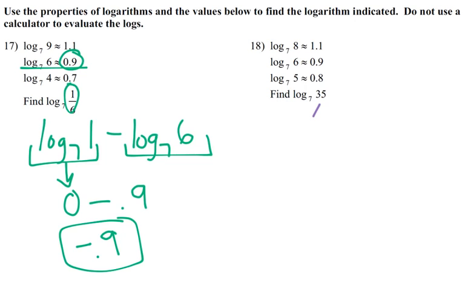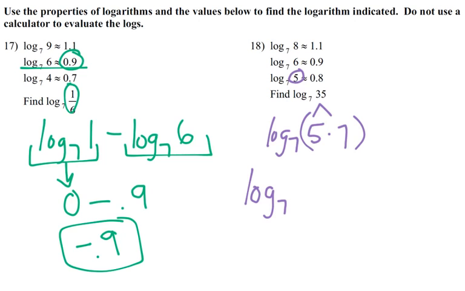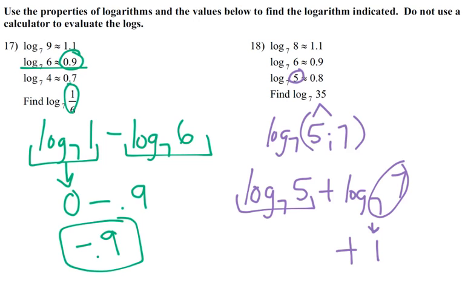So you just split it up into numbers you know. So like 18, 35. Well, that's 3 times 7. Actually, it's not 3 times 7. 5 times 7. Okay, we know what 5 is, so log base 7 of 5 times 7, we can change that to log base 7 of 5 plus, because of the product rule, log base 7 of 7. Now, we know anytime this is the same, we get an answer of 1. And log base 7 of 5 we know is 0.8. So 0.8 plus 1, 1.8 for our answer.